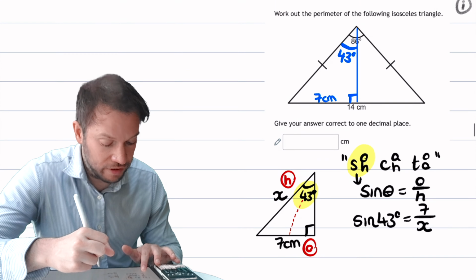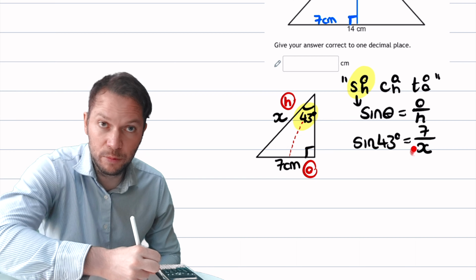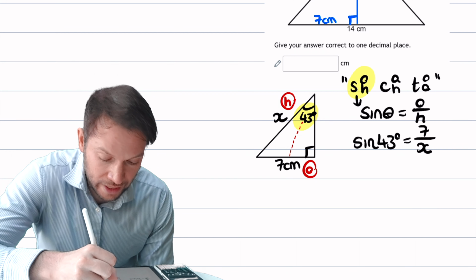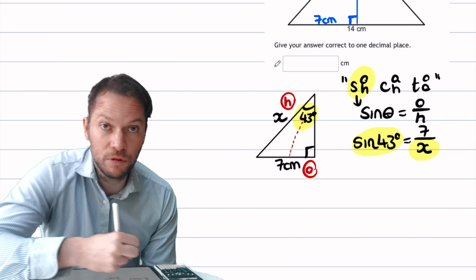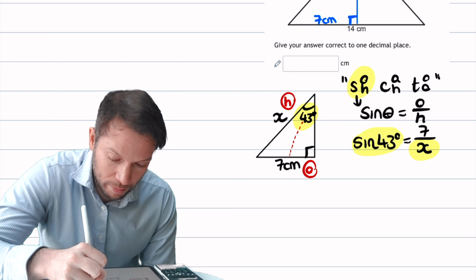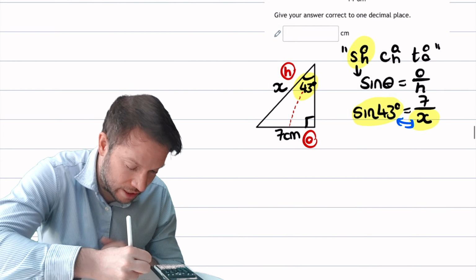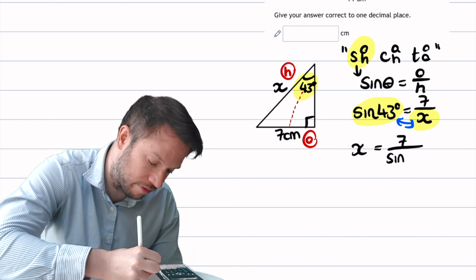And now because this x is stuck in the denominator, how do we get it out? Well, we could rearrange it in a slow way. But remember, the quick way is that you can always swap the thing you're dividing by and the result of that division. So if we swap these two, that allows the x to escape the denominator, and we get x is equal to 7 over sine of 43 degrees.